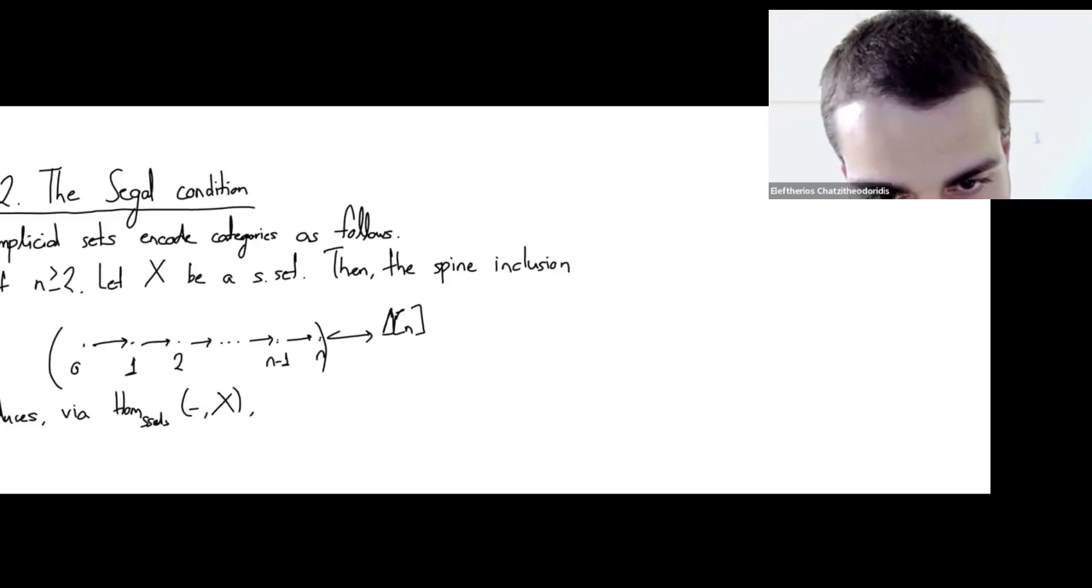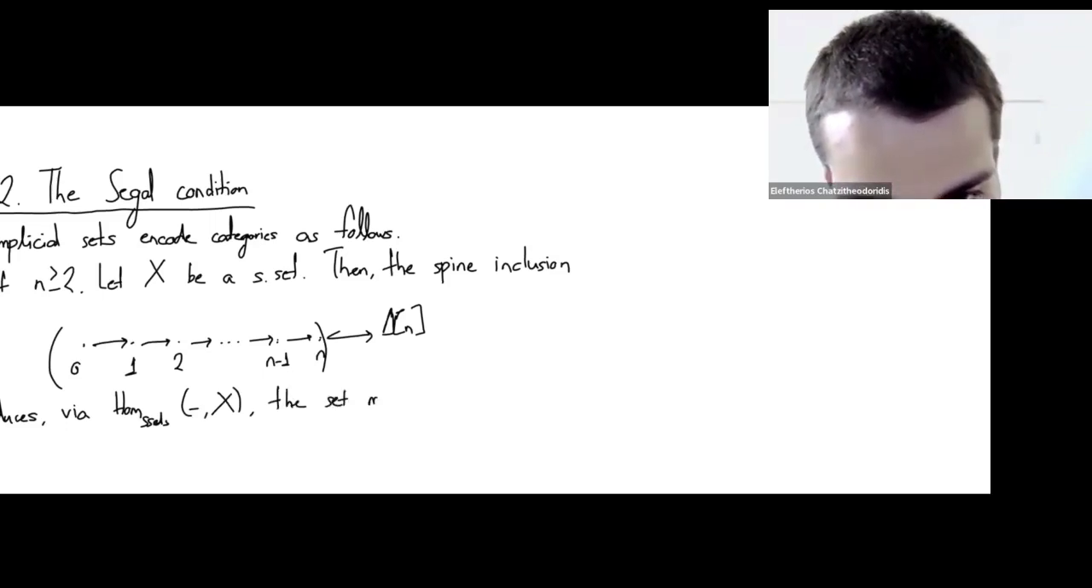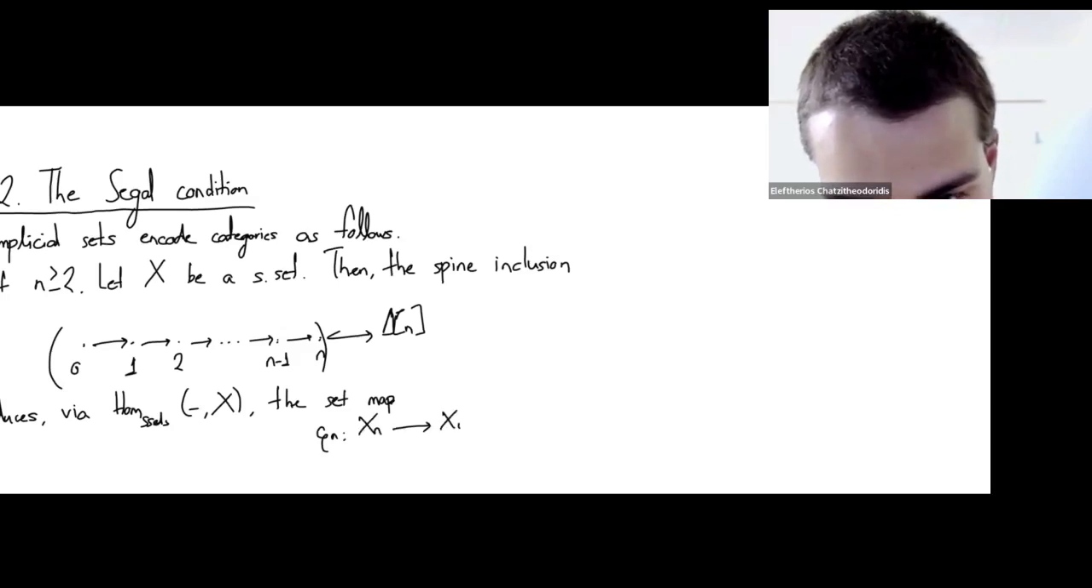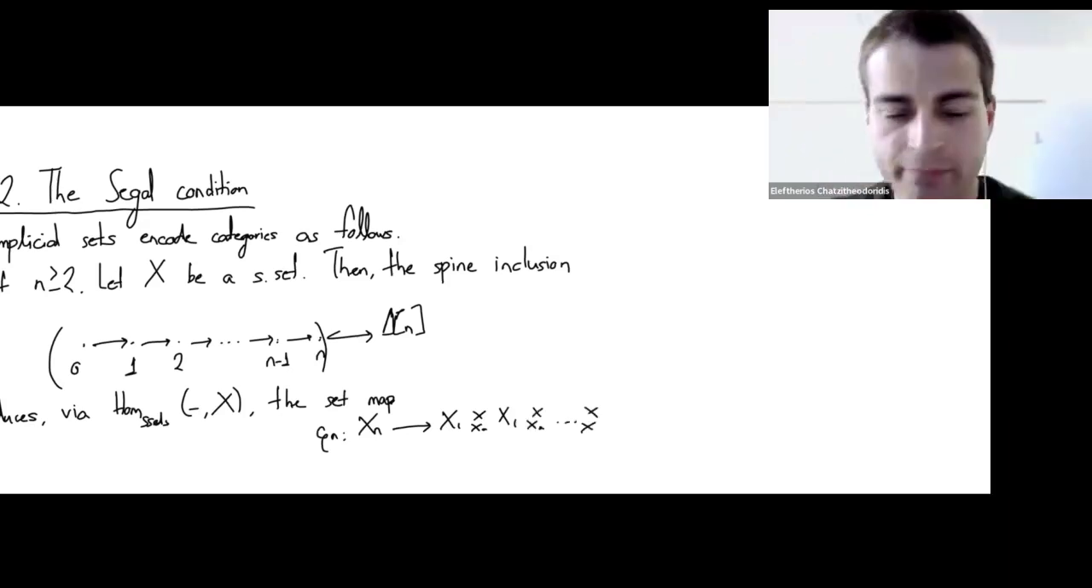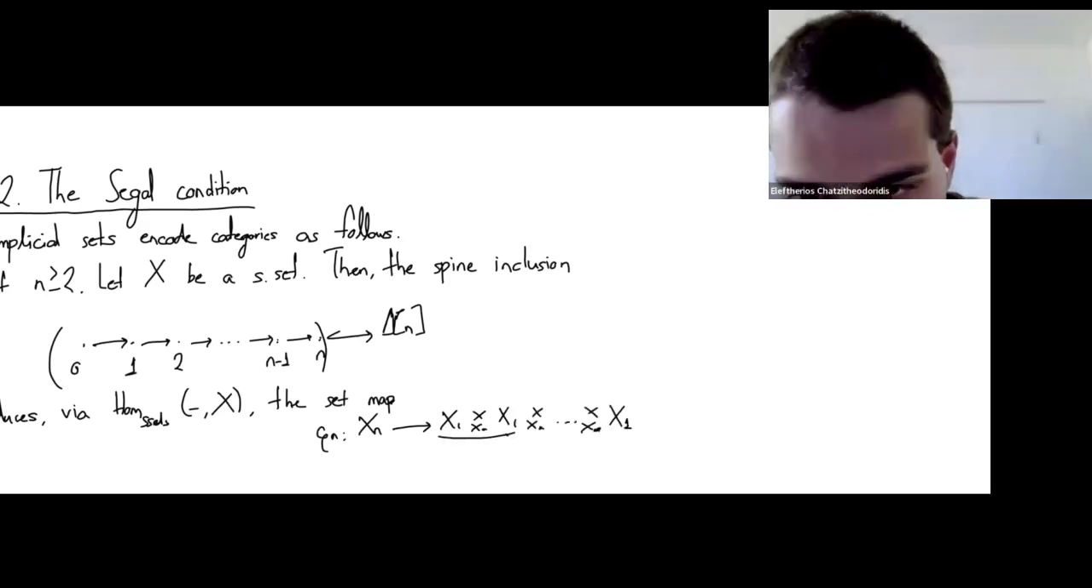That is a set map, which we'll call phi n. What it does is it goes from X_n, the n-simplices of X, to an iterated pullback of 1-simplices along their 0-simplices. So it's going to be an n-fold pullback. So you have n such things. And this is called the nth Segal map of X.